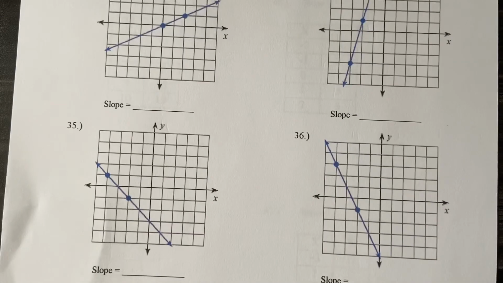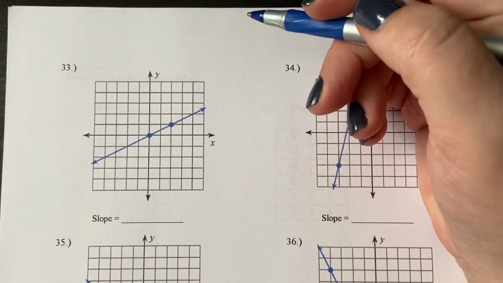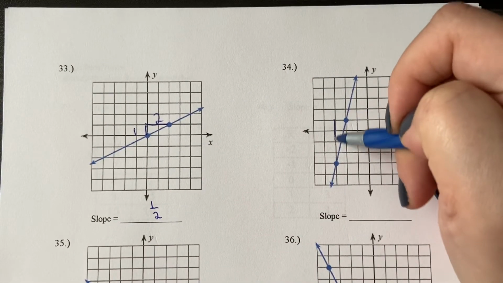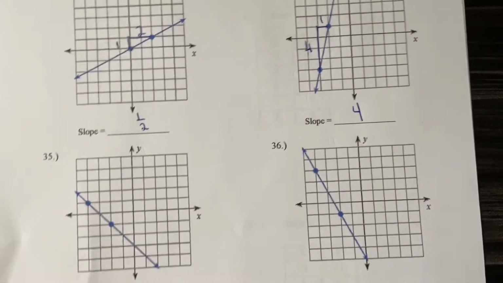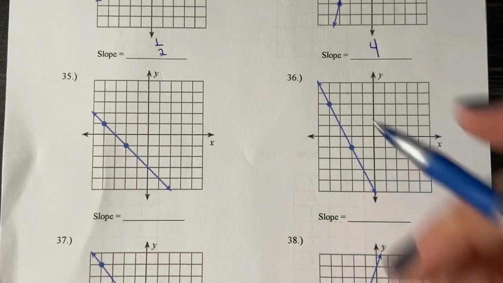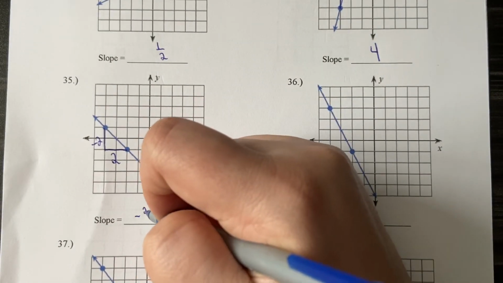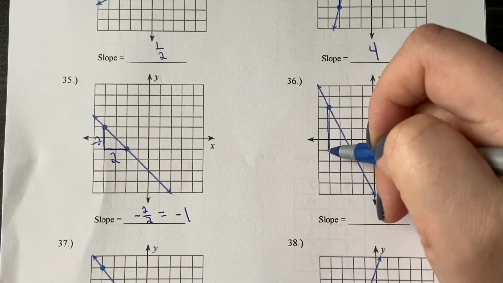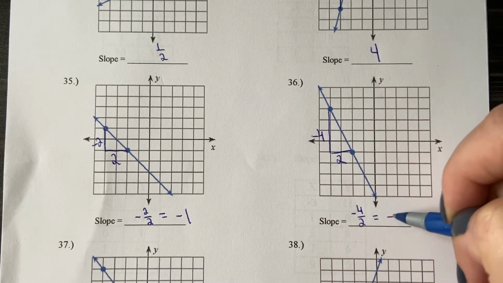Okay, more graphs. Okay, so this one I'm rising up 1, running 2. So it's a half. This one I'm rising up 4 and then running 1, so it's 4 over 1 or 4. For number 35, this is a negative slope because I'm going down 2, right 2. So this one's negative 2 over 2, which is really just negative 1. And then for 36, I'm going down 4, right 2. So it's negative 4 over 2, which is really just negative 2.